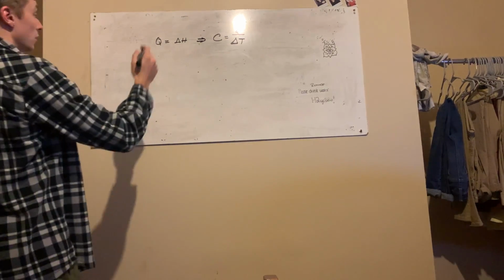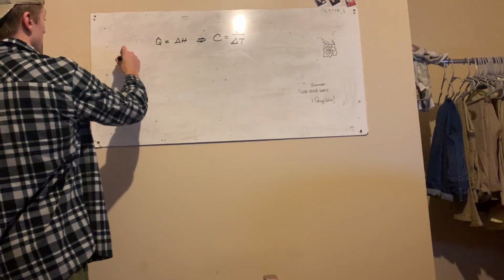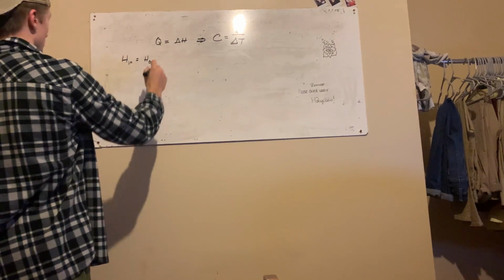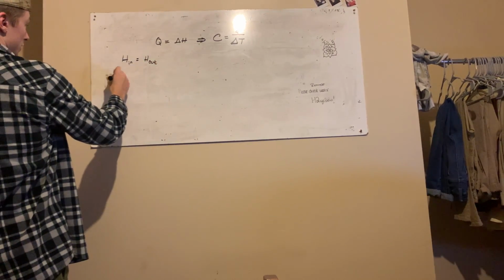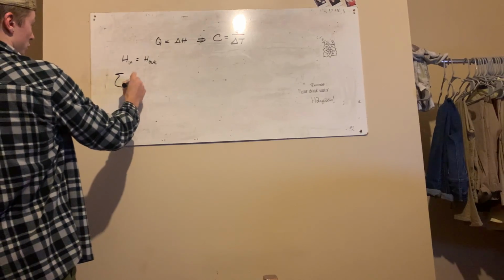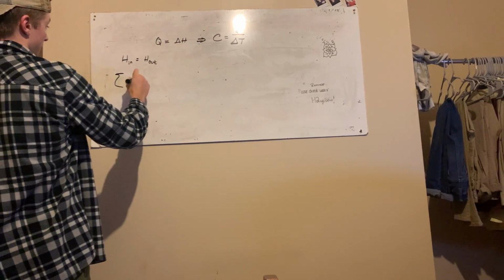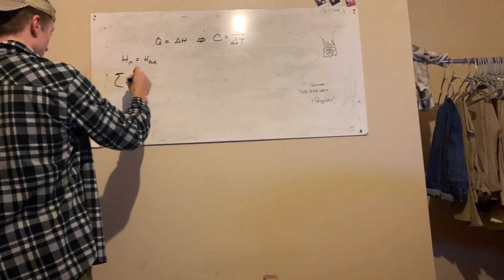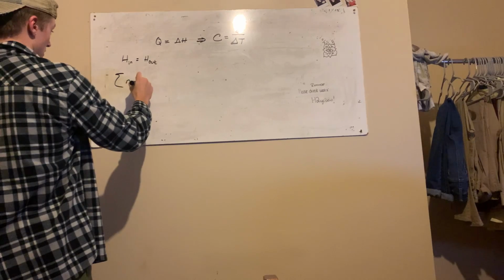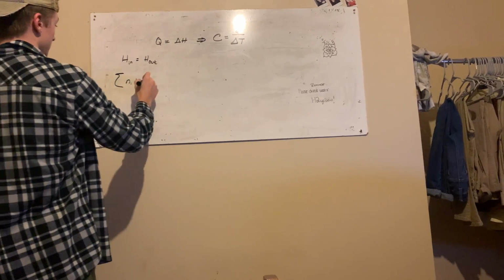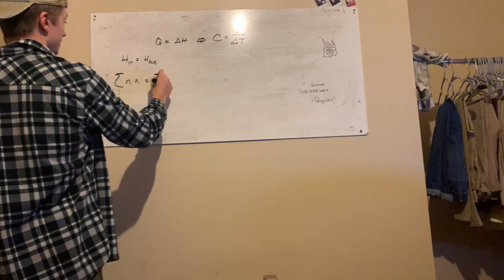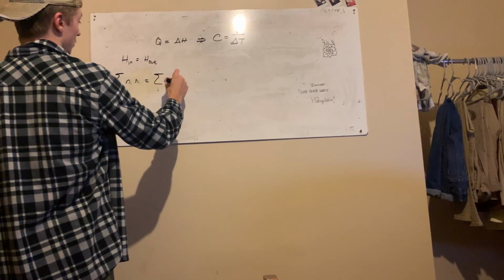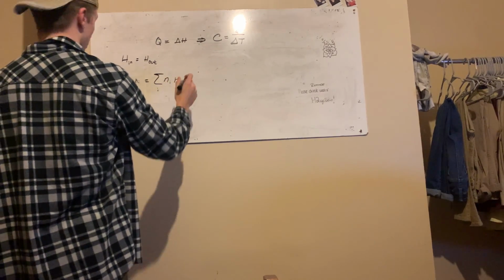And so for a system, enthalpy in must equal enthalpy out. And so the sum of all of the moles of the species of a system times the enthalpy of the species in the system must equal the sum of the moles at the final state of the system and the enthalpy of the final state of the system.